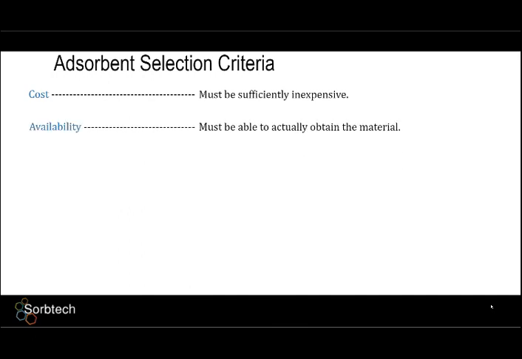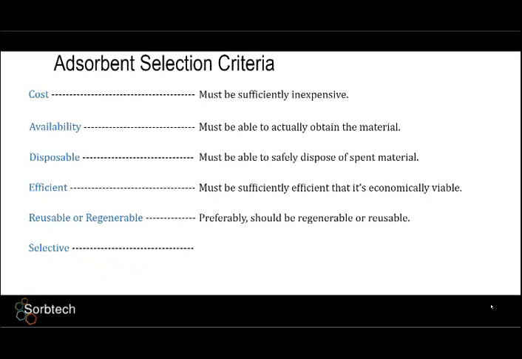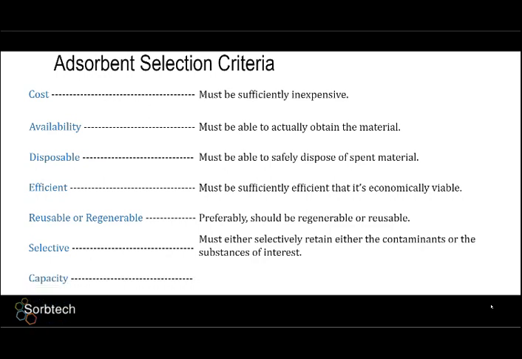First of which is the cost. It must be cheap. You must be able to get it, and you've got to be able to get rid of it. It's got to be sufficiently efficient that you can afford it, and preferably it's either regenerable or reusable, at least for a certain number of cycles. It must be selective, and it's got to selectively retain either the contaminants or the substances of interest, and finally, it must have sufficient capacity to be useful.